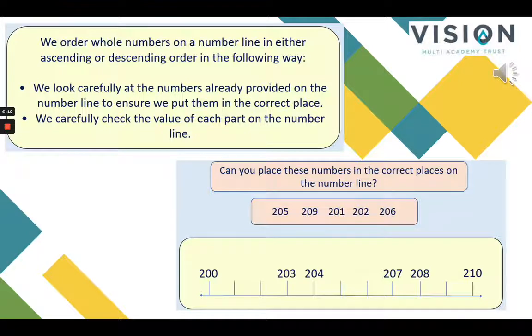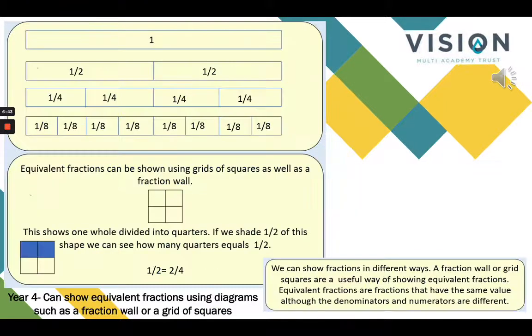We order whole numbers on a number line in either ascending or descending order in the following way. We look carefully at the numbers already provided on the number line to ensure we put them in the correct place. We carefully check the value of each part of the number line. On this example here, can you place these numbers in the correct places on the number line? So that's a good example of the kind of question that a child would get to order the numbers on a number line.